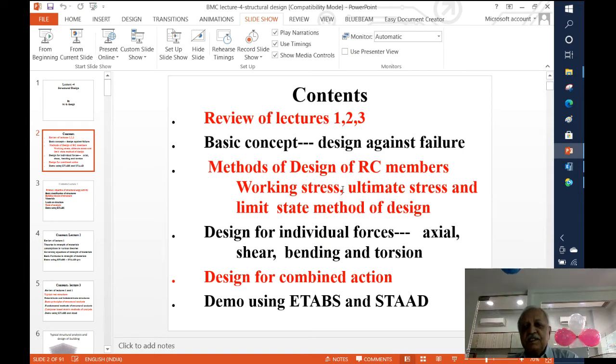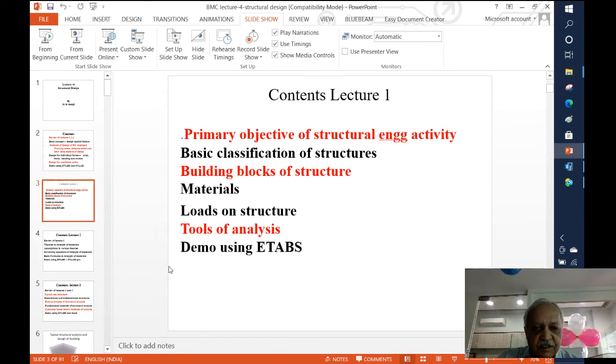Later on we will see the individual design of the members, which is primarily for 4 different causes: the axial force, the shear force, the bending moment, and torsion moment. And later on of course the actual member will always have the combined action. All the forces will be acting together. Okay, now considering this, we will consider the basic things which we have learnt in the previous lectures.